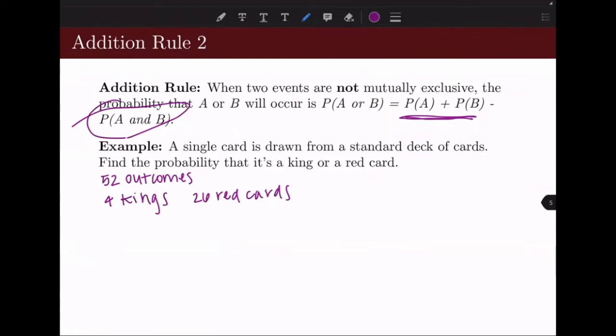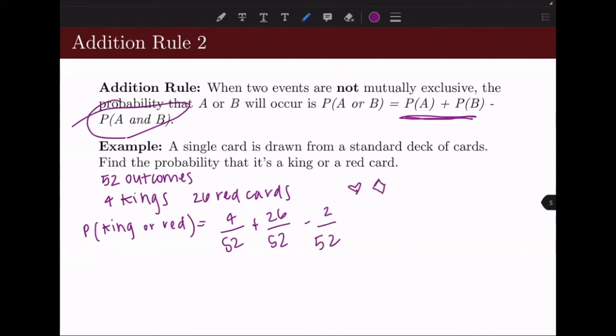So the probability of king or red is equal to 4 out of 52 plus 26 out of 52. Then you subtract where they're in common. Remember that's 2 out of 52 for the king of hearts and the king of diamonds. This is going to be equal to 28 out of 52, which simplifies to 7 out of 13.